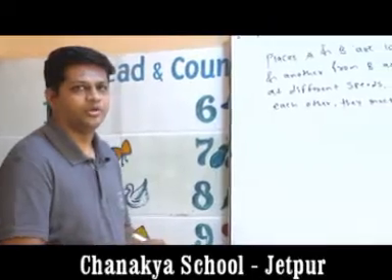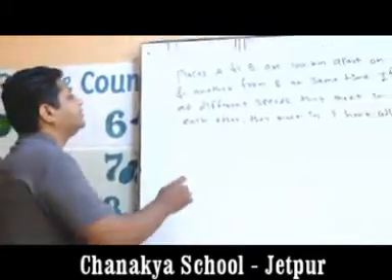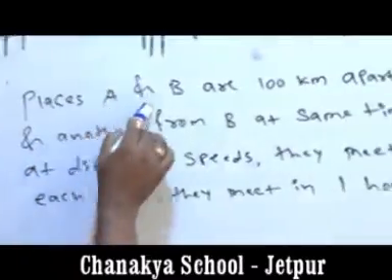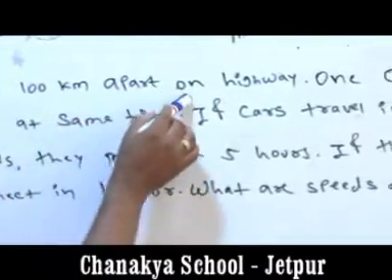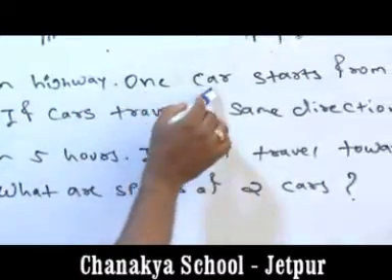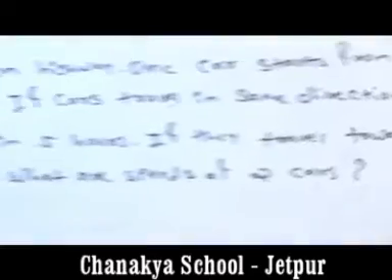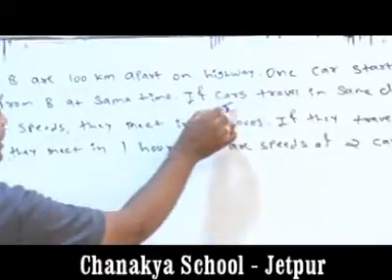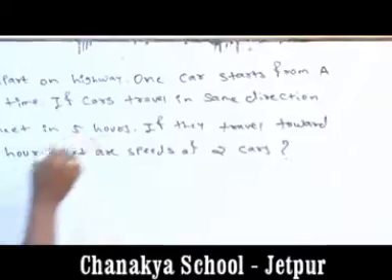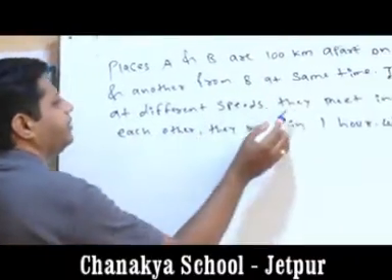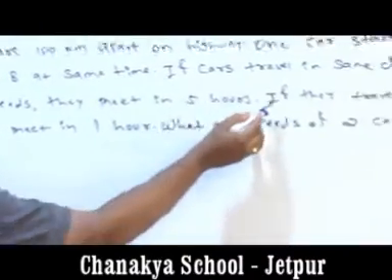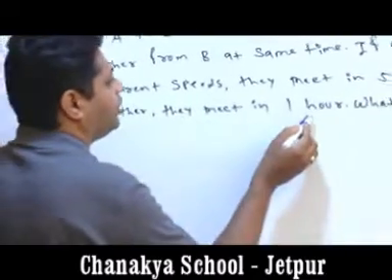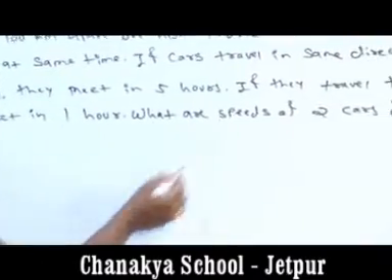Okay students, moving to next method. One of the most important questions we are discussing, students. Places A and B are 100 km apart on highway. One car starts from A and another from B at the same time. If cars travel in same direction at different speeds, they meet in 5 hours. If they travel towards each other, they meet in 1 hour. What are speeds of two cars?